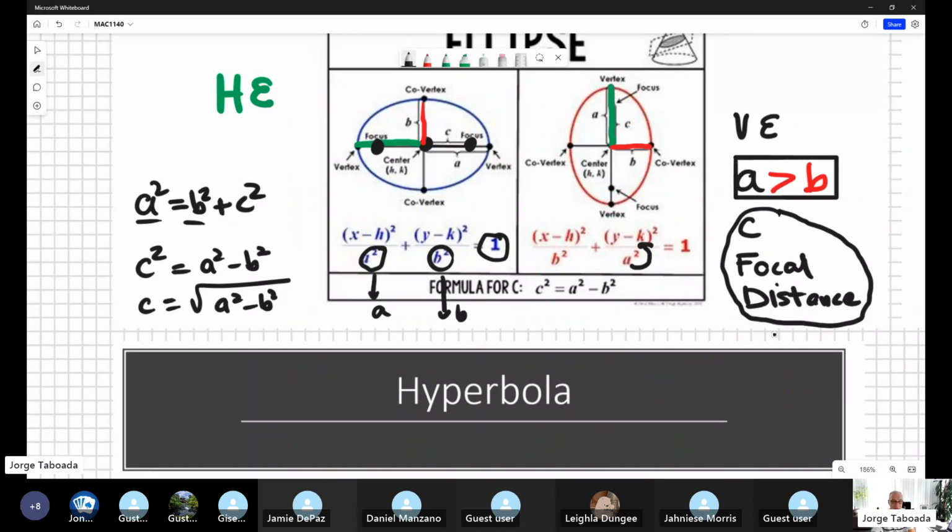In this case, the bigger one, which is A, is in the same position in the equation as the x variable. Okay, so now the conclusion is this is a horizontal ellipse. I promise.